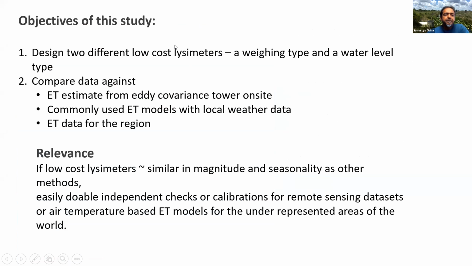So the objective of this study was to design two low-cost lysimeters, a weighing type and a water level type, and compare the data from these against an eddy covariance tower we have on site at Bakalan Ranch, again using common ET models with local weather data and ET data for the region. And the idea is that if these low-cost lysimeters provide ET estimates or measurements which are similar in magnitude and seasonality as other methods, then these can be easily achievable independent checks in these remote parts of the world where there is no ET data.